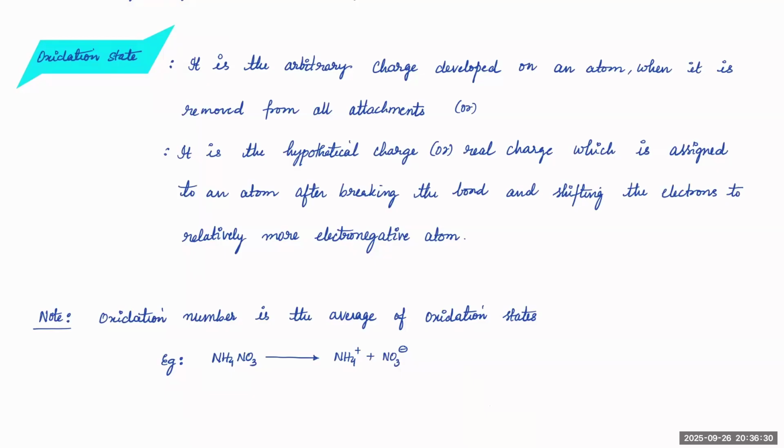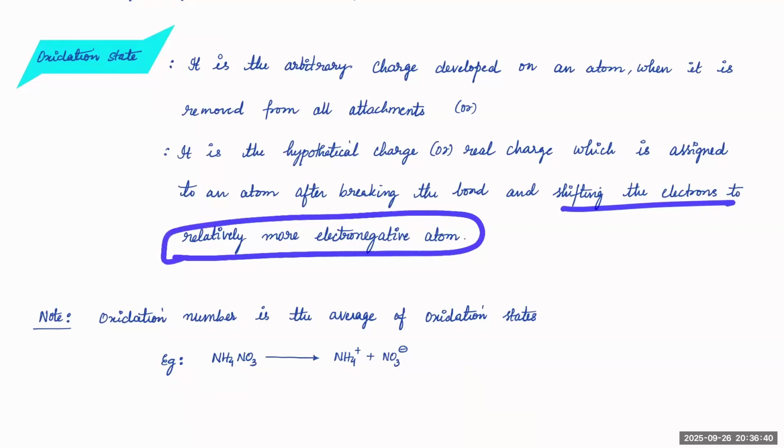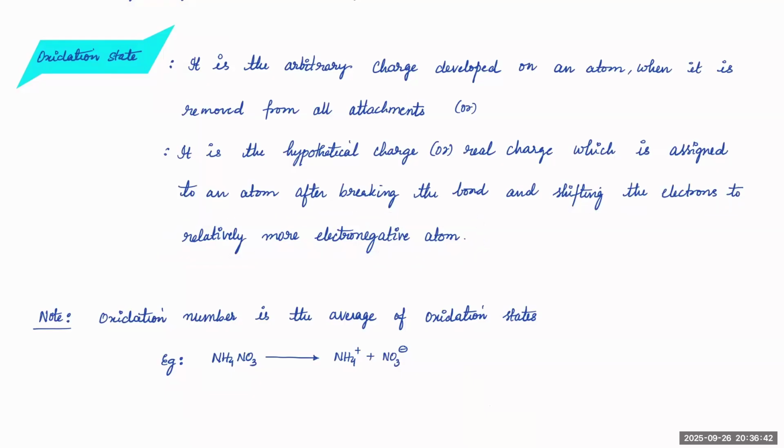So it is both a hypothetical or a real charge which is assigned to an atom after breaking the bonds and shifting the electrons to the relatively more electronegative atom. Whenever you shift the electrons, depending upon electronegativity difference, whichever is more electronegative, the electrons will shift in that direction, and the other atom would gain a positive charge accordingly.